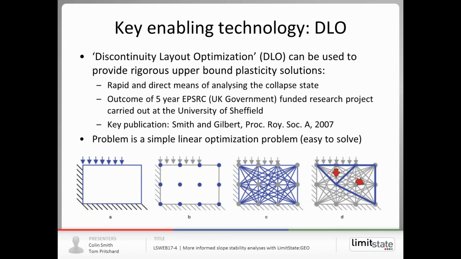Now, we've only used 12 nodes in this problem. Normally we're using hundreds or thousands of nodes, and so we get a much more accurate result, and generally the accuracy is going to increase with the number of nodes that are used.